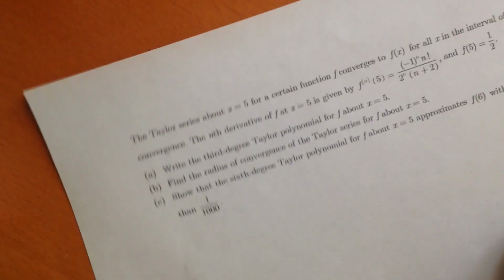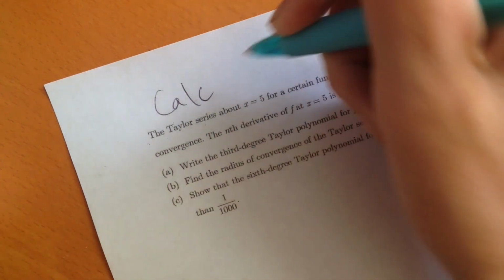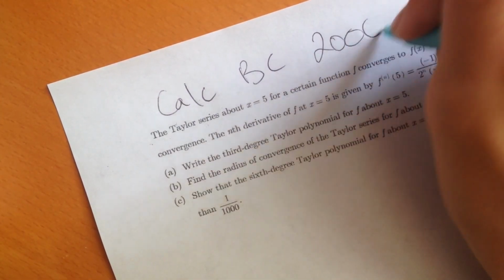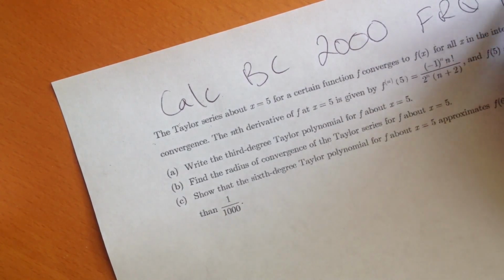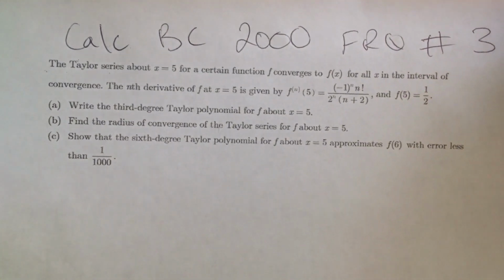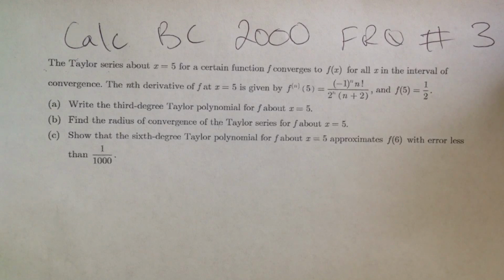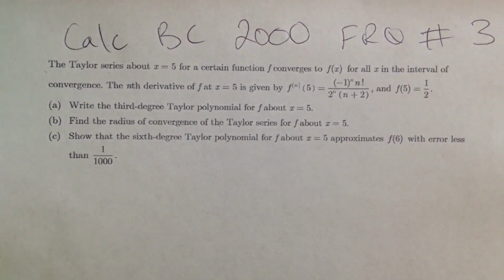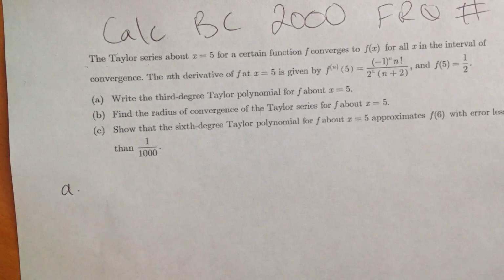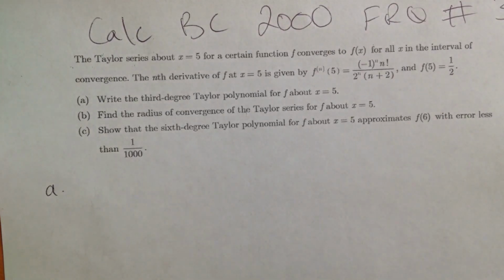Today I'm going to be doing Calc BC 2000 FRQ number 3. The question reads, the Taylor series about x equals 5 for a certain function f converges to f of x for all x in the interval of convergence. The nth derivative of f at x equals 5 is given by f to the n of 5 equals negative 1 to the n times n factorial all over quantity 2 to the n times n plus 2, and f of 5 equals 1/2. Okay, so part A asks to write the third degree Taylor polynomial for f about x equals 5.